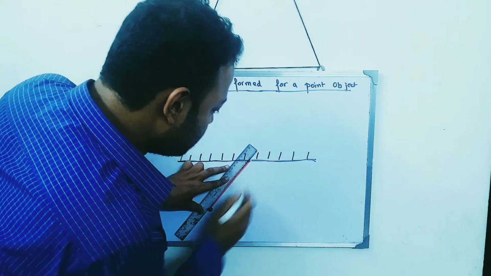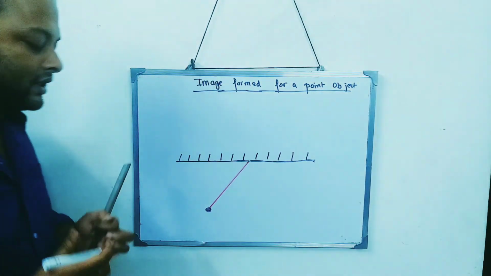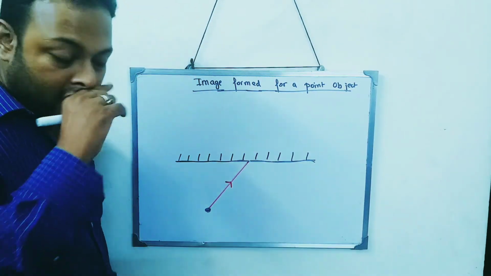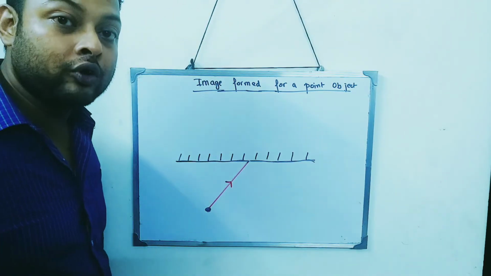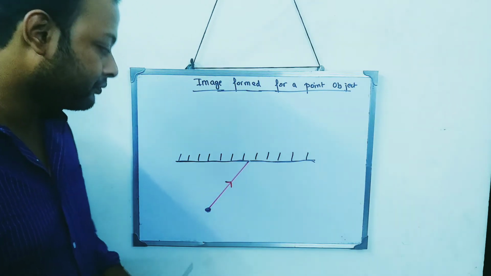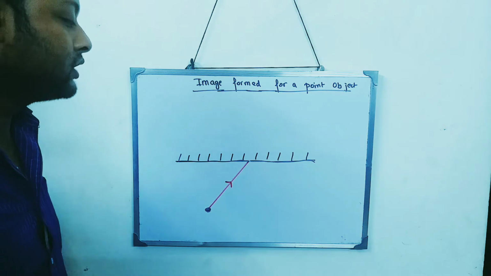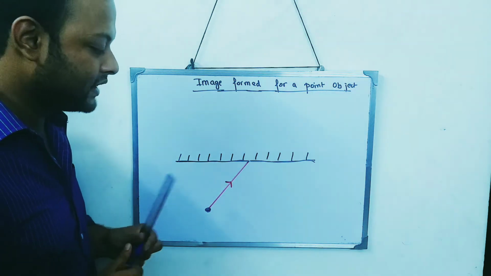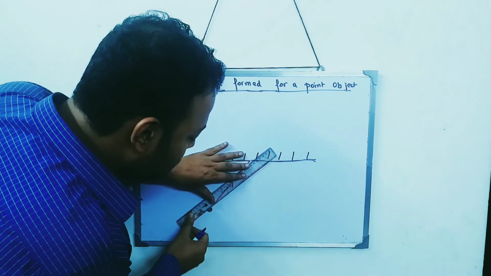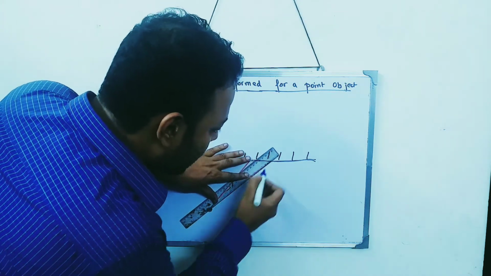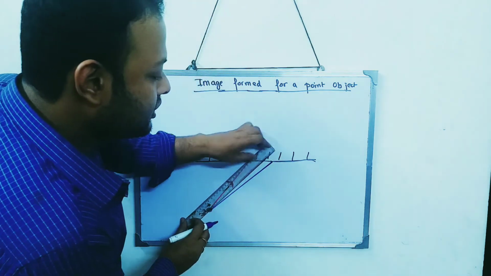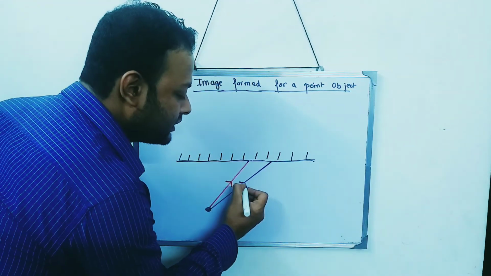I have drawn the first incident ray and put my arrow. After that, I have to draw the second incident ray. I use the blue color to draw my second incident ray. From the same point, I draw another ray. So this is my second incident ray.